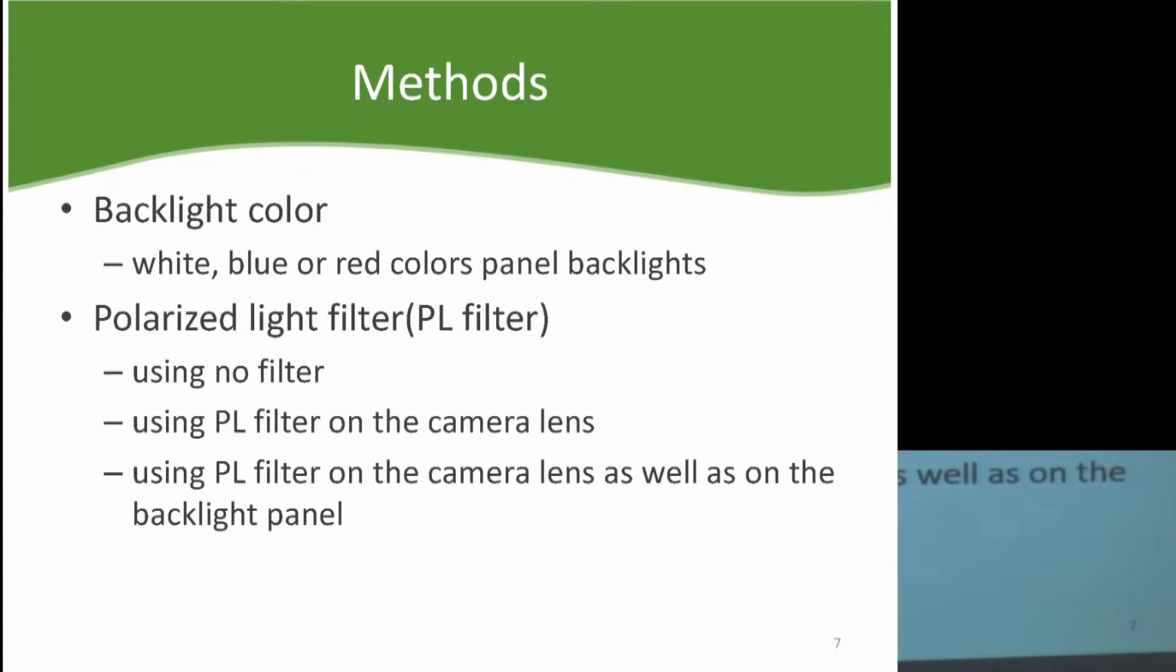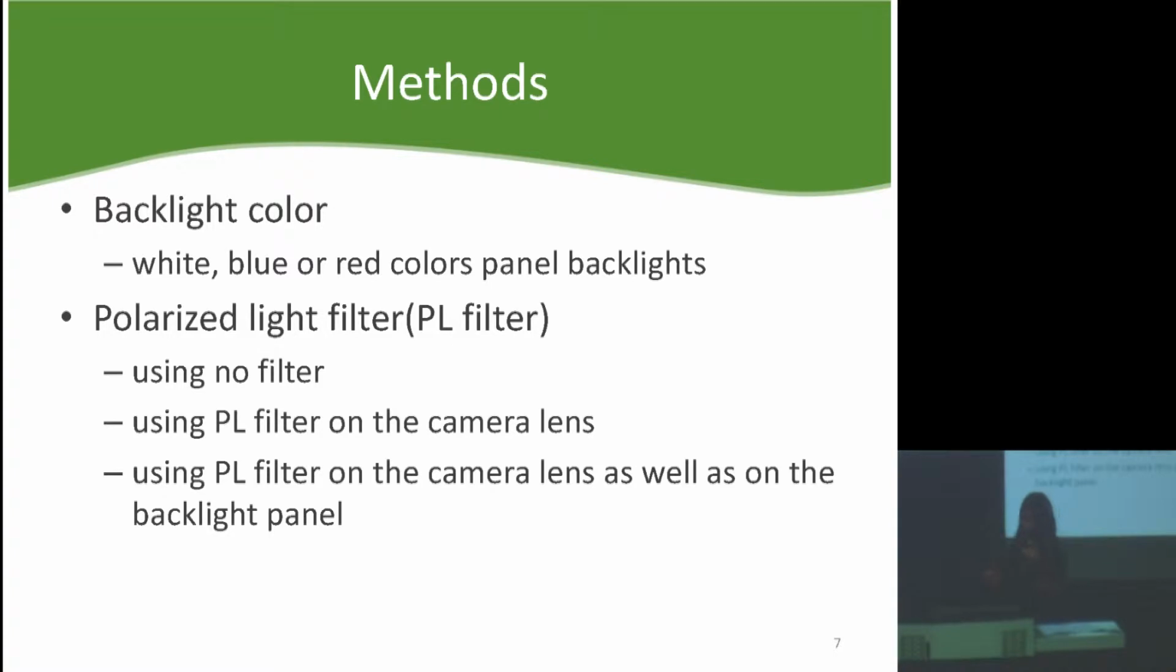And also we need the backlight color, and there are 3 colors: white, blue, and red color panel backlights. We will test all 3 color backlights, used separately with the camera to acquire the images.